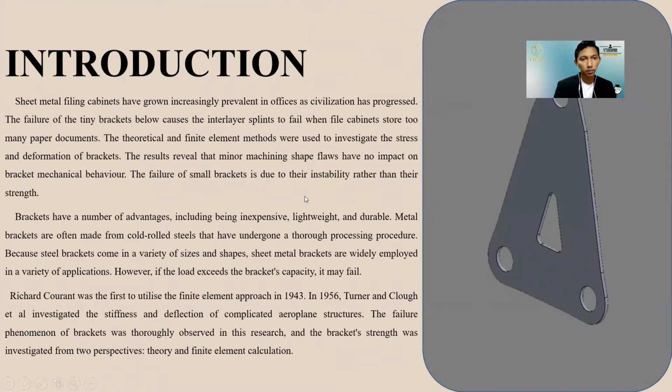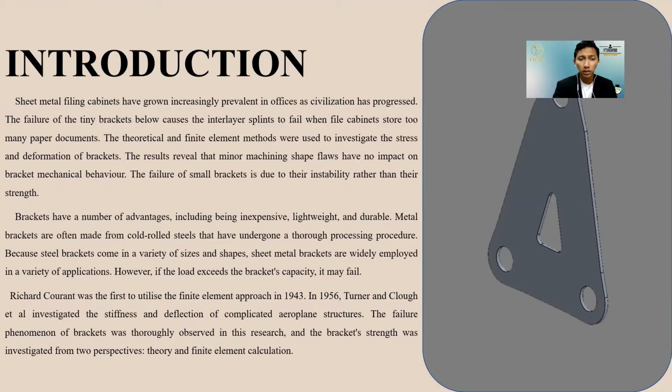The introduction about this project, analysis on the bracket. Sheet metal filing cabinets have grown increasingly prevalent in offices as civilization has progressed. The failure of the tiny bracket below causes the interlayer sling to fail when file cabinets store too many paper documents. The theoretical and finite element methods were used to investigate the stress and deformation of the bracket. The result revealed that minor machining shape flaws have no impact on bracket mechanical behavior. The failure of small brackets is due to their instability rather than their strength. Brackets have a number of advantages, including being inexpensive, lightweight, and durable.